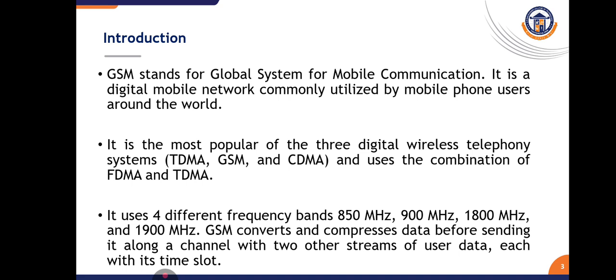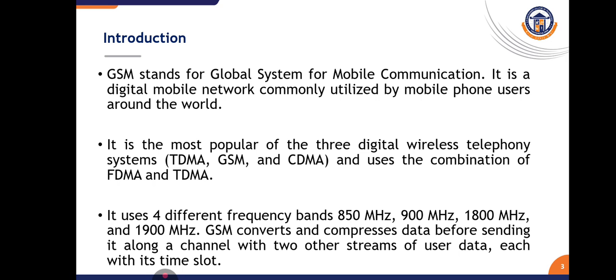And it uses four different frequency bands: 850 megahertz, 900 megahertz, 1800 megahertz, and 1900 megahertz. And Global System for Mobile converts and compresses the data before sending it along a channel with two other streams of user data, each with its own time slots.